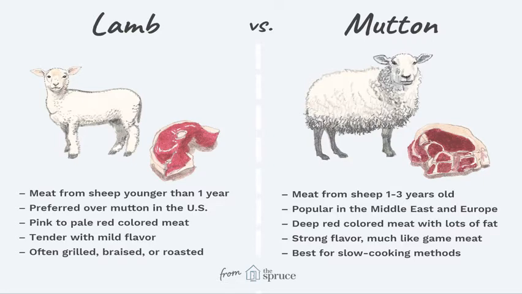Lamb is the meat of sheep younger than 1 year old. It's preferred over mutton in the United States. It's pink to pale red colored meat, and it's tender and mild in flavor, and it's often grilled, braised, or roasted. In comparison, mutton is meat from sheep 1 to 3 years old, and it's more popular in the Middle East and in Europe. It has a deep red colored meat with lots of fat, and has a strong flavor, much like game meat. And this is best for slow cooking methods such as braising.